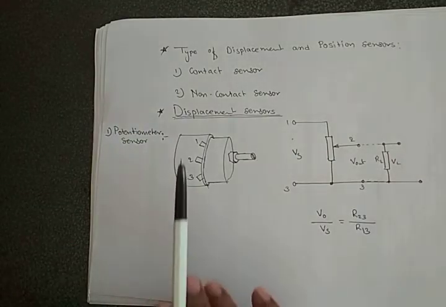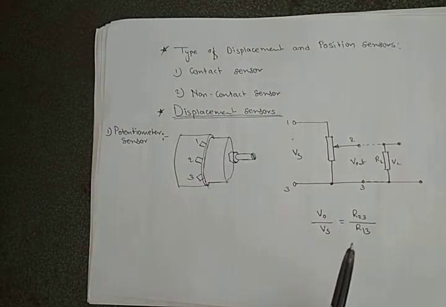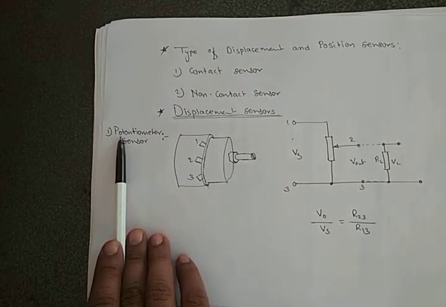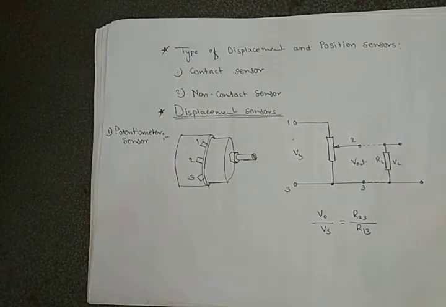Now we will see the different types of displacement sensors and how they work. First one we come to is the potentiometer sensor. The potentiometer consists of a resistance element with a sliding contact which can be moved over the length of the resistance element. This can be used for linear and angular displacement measurements, the displacement being converted into potential difference.